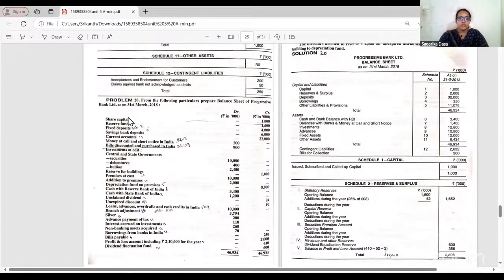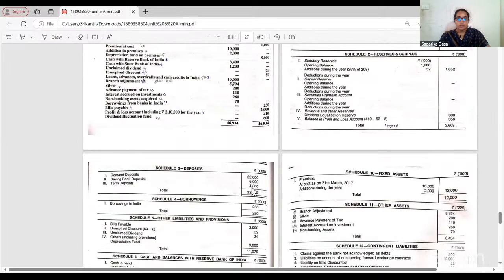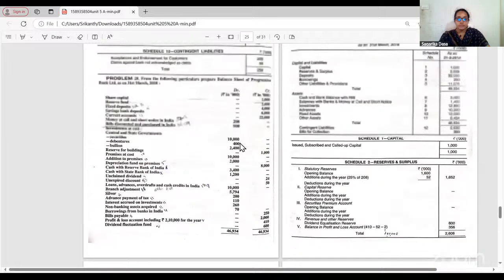One more question. From the following particulars, prepare the balance sheet of Progressive Bank Limited as at 31st March 2018. Share capital, schedule 1, is given as 1,000, so the same 1,000 we have taken here. Then reserve fund is given as 1,600, so reserves and surplus opening balance is 1,600. Then fixed deposits come under deposits, schedule 3. Savings bank deposits, schedule 3. Current deposits, schedule 3. That is 4, 6 and 22, 32,000 total.